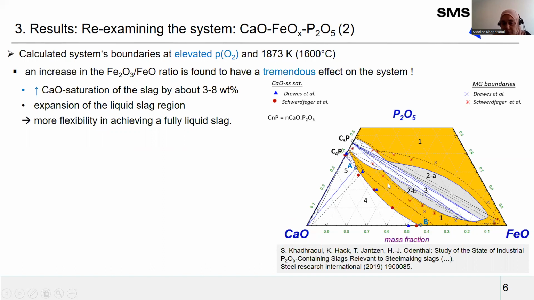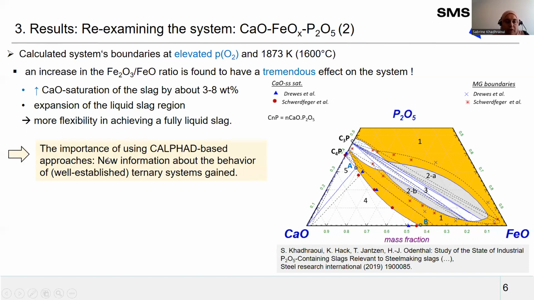Because of this, we see an expansion in the liquid slag region, which means that for the industrial practice, we would have more flexibility to achieve a fully liquid slag close to the corner of lime saturation. And this is important for the industrial process. At this stage, we can see the importance of using the CaO-FeO-based approaches in general, because we got new information about the behavior of this ternary system, even though it's considered to be well established in the literature.